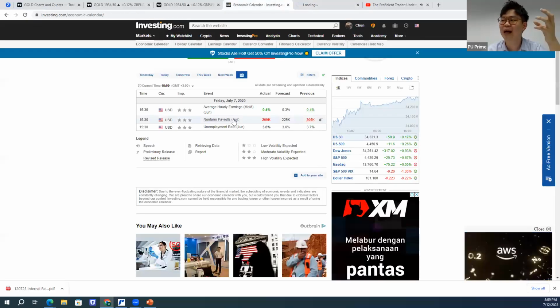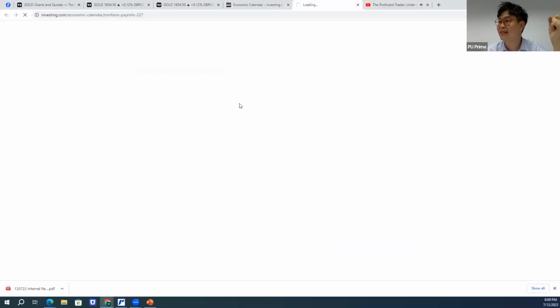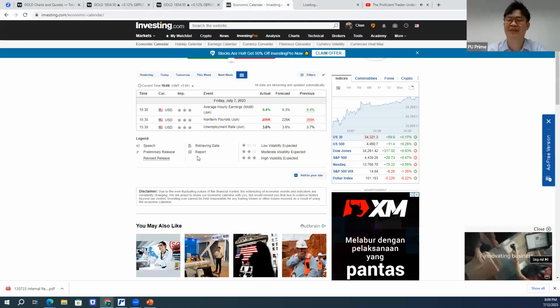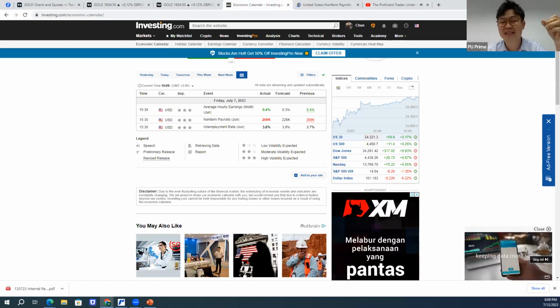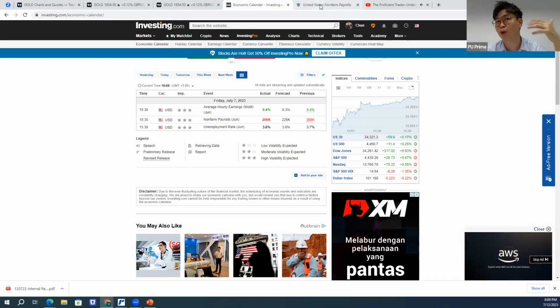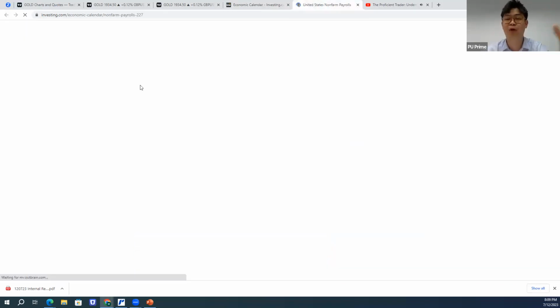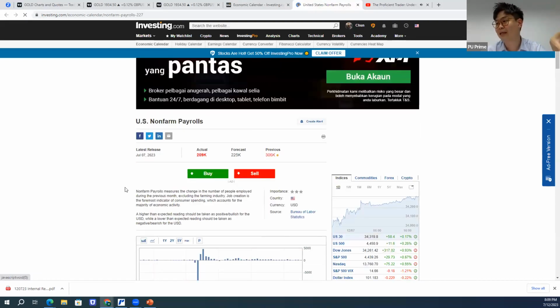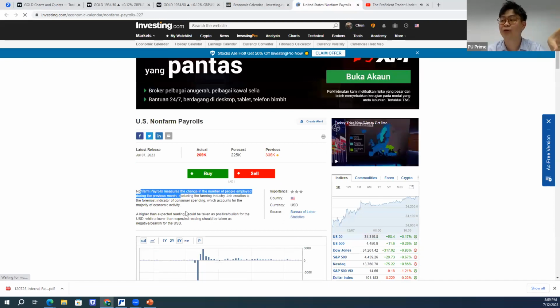If you're not sure what the non-farm payroll is, you can just click inside, and it will show the definition of the non-farm payroll. Sometimes our Pure Prime Instagram or Facebook page also posts some very important data for next week, so you can try to digest from it. So this is the definition of the data, and you can refer to it.